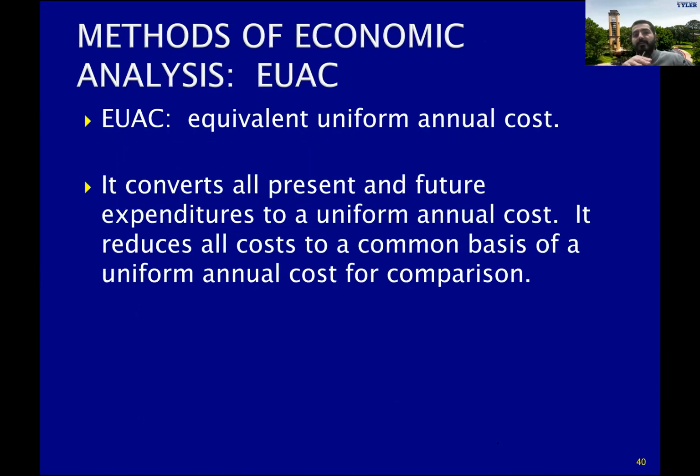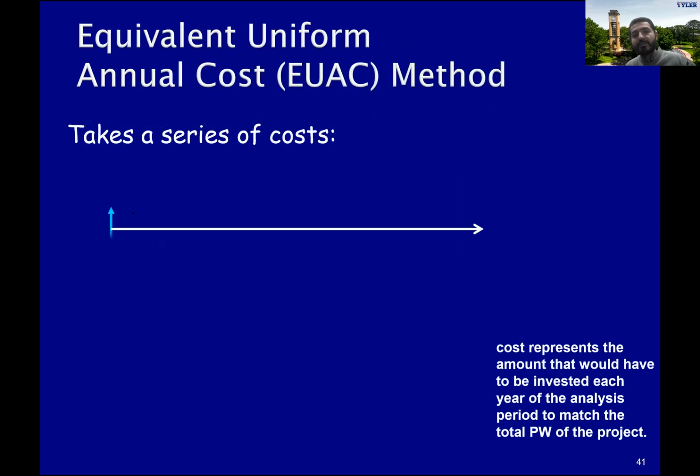While the other method, the EUAC, the equivalent uniform annual cost, converts all present and future expenditure to a uniform annual cost. It reduces all the costs to a common basis of a uniform annual cost comparison. Let me show you a picture. What does that mean? Same example here.